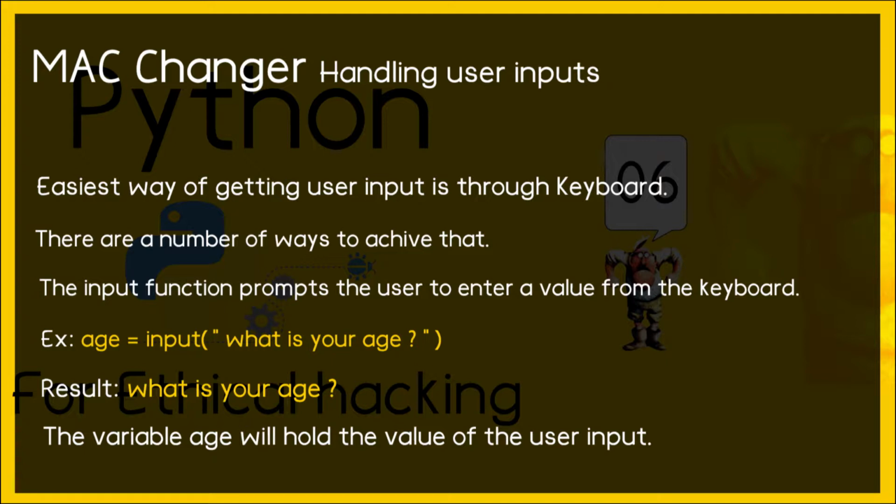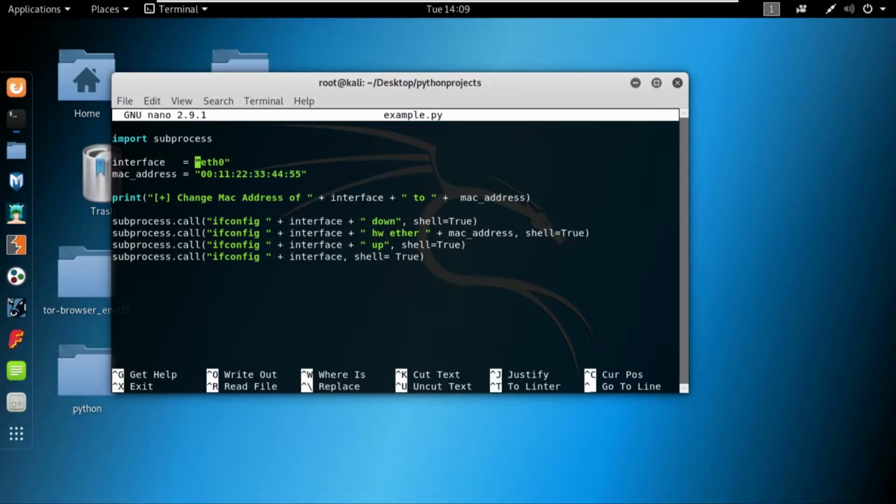Once I run the program, it will show me "What is your age?" and I will be able to enter my age. That will get stored in the age variable. Now, this is boring and this is useless. If I do this, it won't make any sense.